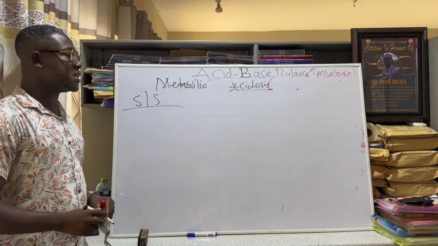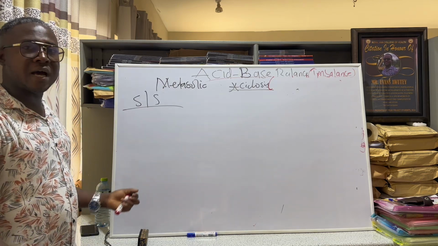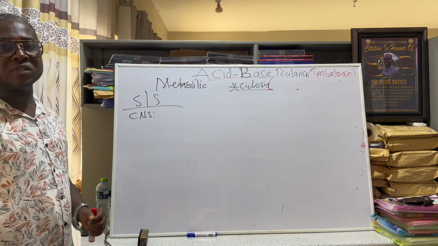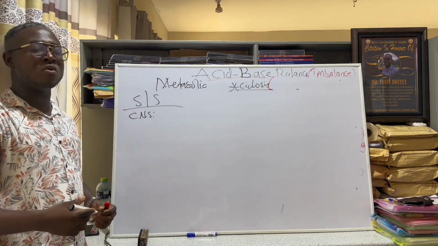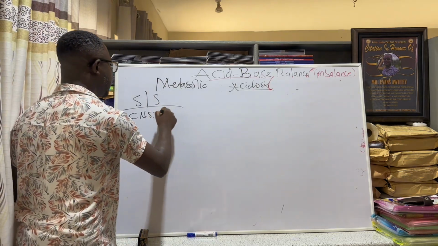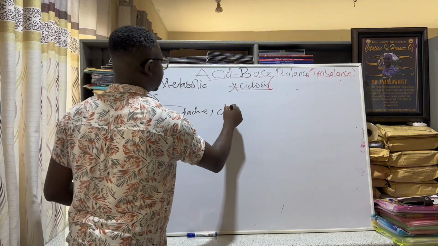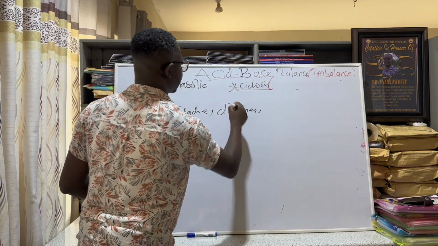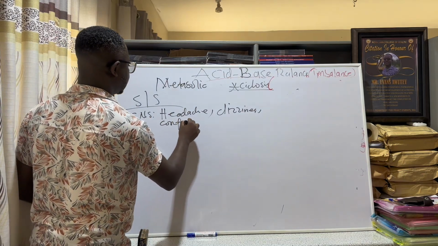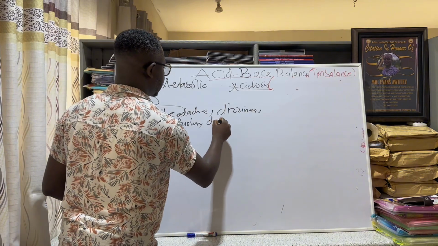Now, let's try to look at the clinical manifestation that these patients will exhibit. So when a patient is having metabolic acidosis, what will be the clinical manifestation? So first, we also have the CNS response. How is the central nervous system going to respond to metabolic acidosis? So again, here too, we have our headache, we have dizziness, we have confusion, and then also disorientation.